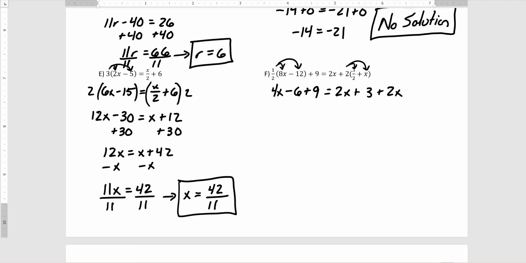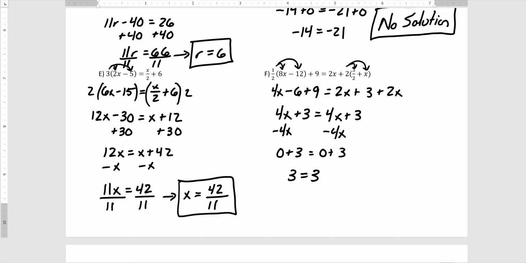All right, so we have 4x, combine our like terms, negative 6 plus 9 would be positive 3, equals, combine our like terms, 2x, oh, look what we're going to have here. All right, so I can subtract 4x from both sides, and when I do that, I get 0 plus 3 equals 0 plus 3, which means that 3 equals 3. Notice, our variable is gone. The variable has left the equation, just like Elvis has left the building.